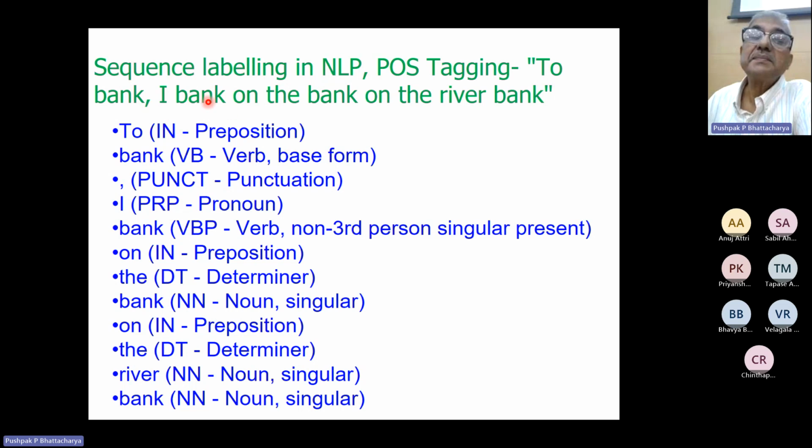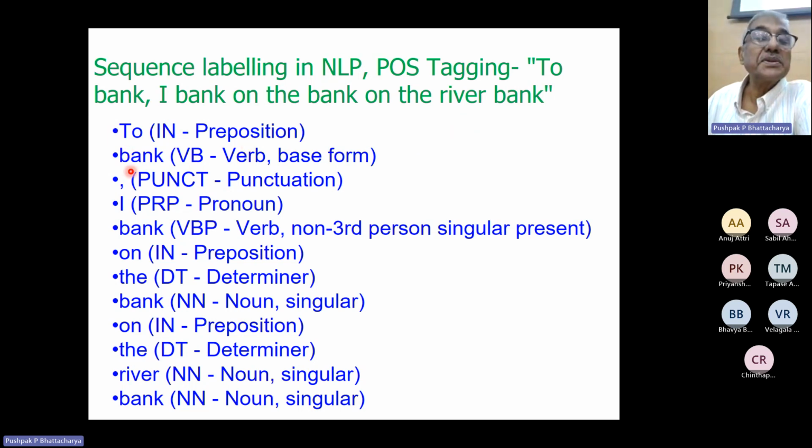I bank, this bank is also a verb. This means depend. So to carry out my banking transactions, I depend on the bank. This is a noun, on the river bank. So you see the word bank appears multiple times here with different parts of speech.